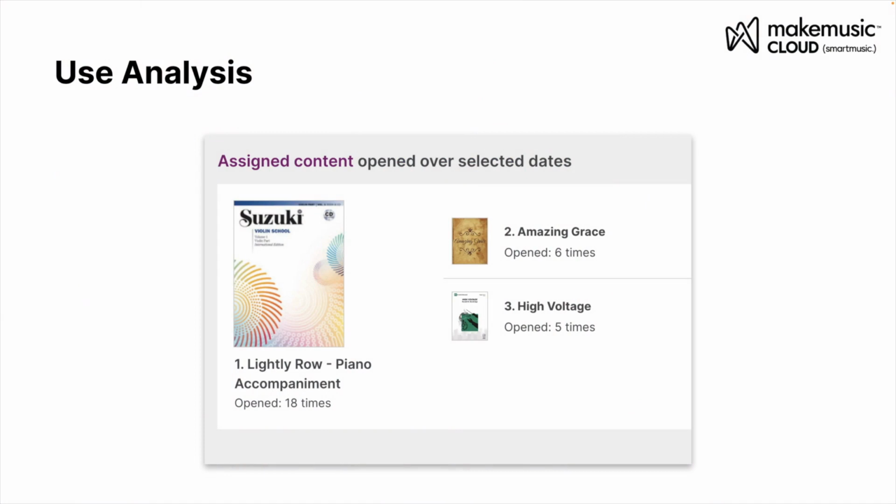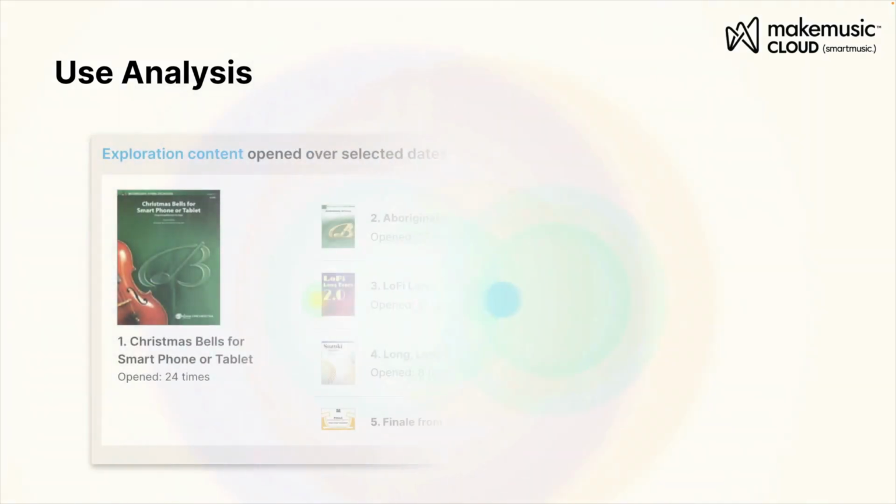In this particular box now, what we're seeing is here's the assigned content, and it was opened 18 times. Very excited about that. And they also looked at some other pieces that were assigned to them. Amazing Grace was looked at 6 times, and a piece called High Voltage was looked at 5 times. So you're getting a good indication of what your students are doing in detail.